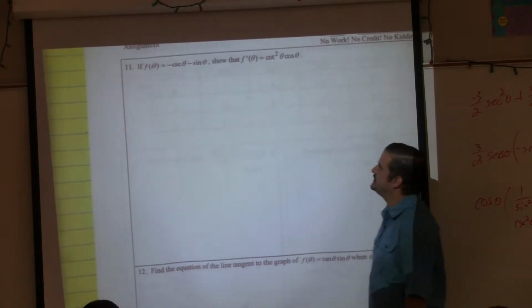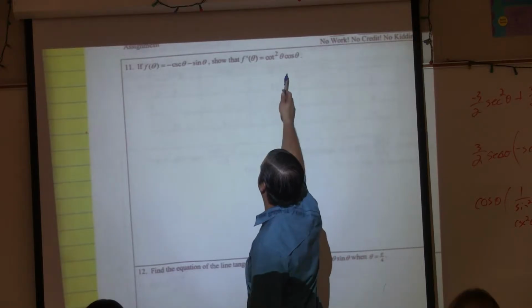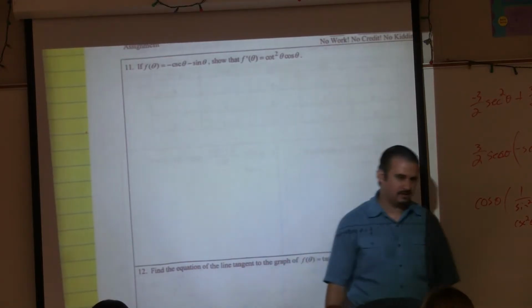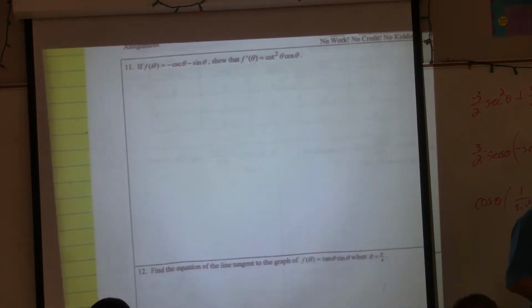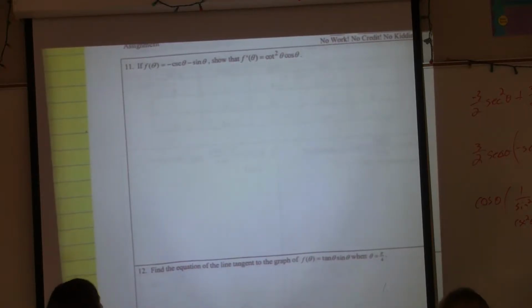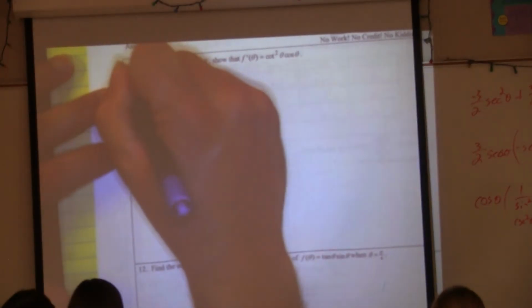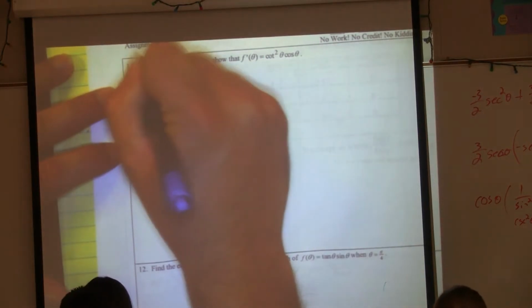So they want you to show that the derivative of that function is equal to this. Okay? And if you notice it, do we have to do any quotient rule or product rule for them? No, right? It's just one function minus another function. So it's just the derivative of each one. So let's do it. What's f prime of theta?